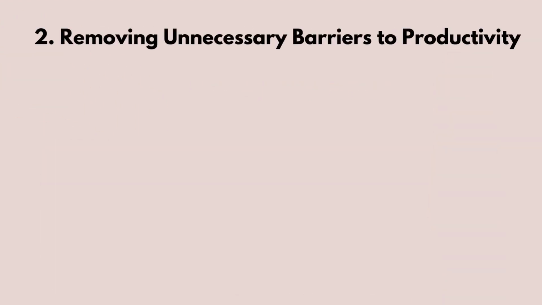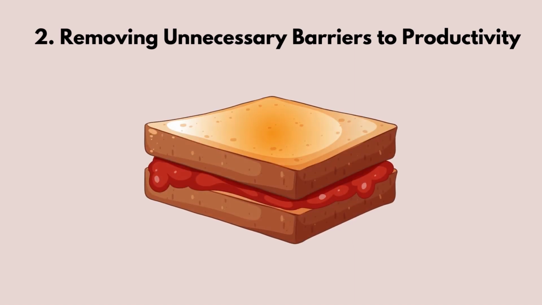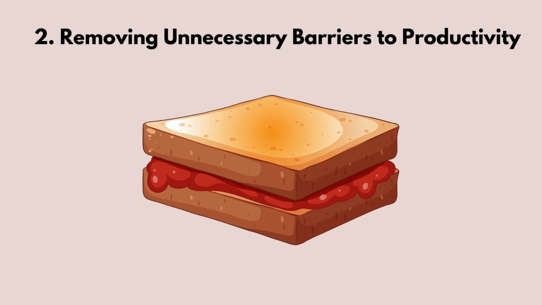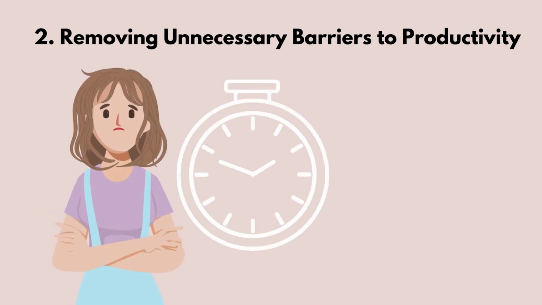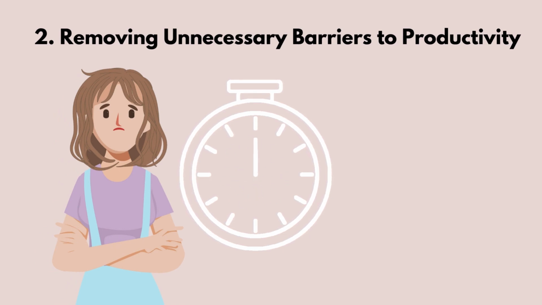2. Removing unnecessary barriers to productivity. Now that Joy has a process she can teach her new employee, they'll know how to make her famous PB&J sandwich with ease. Following her newly made process, Joy decides to test it herself. However, it took longer than expected. In fact, it took Joy just under 2 minutes to make 1 sandwich.